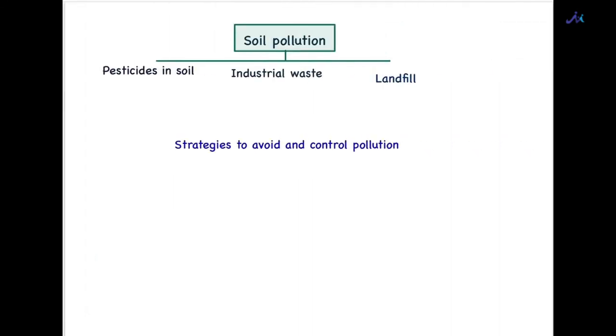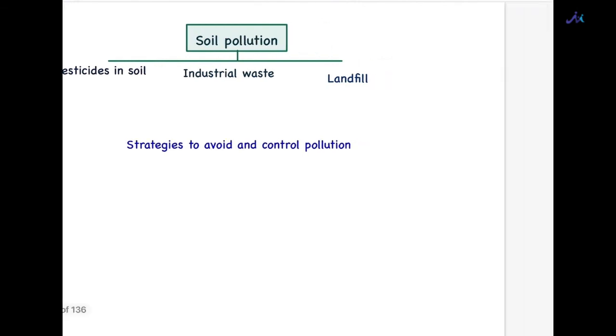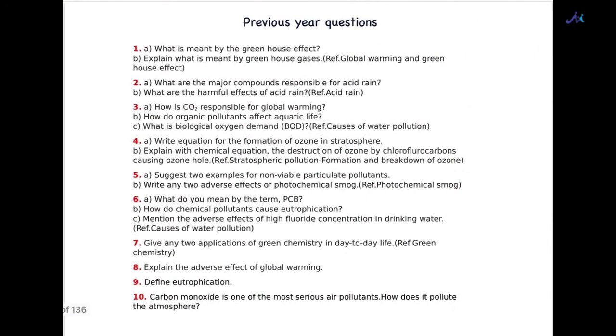In the topic soil pollution, major reasons behind the soil pollution to be discussed. And students should be able to list strategies to avoid and control air pollution. In the previous years, questions related to greenhouse gas effects, global warming, acid rain, ozone layer depletion, photochemical smoke, eutrophication, pesticides in soil, organic pollutants in water, suggestions to remove pollutants from water, air and soil were repeatedly asked.